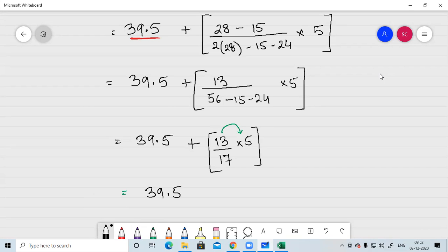The answer will be 39.5 plus 65 upon 17.